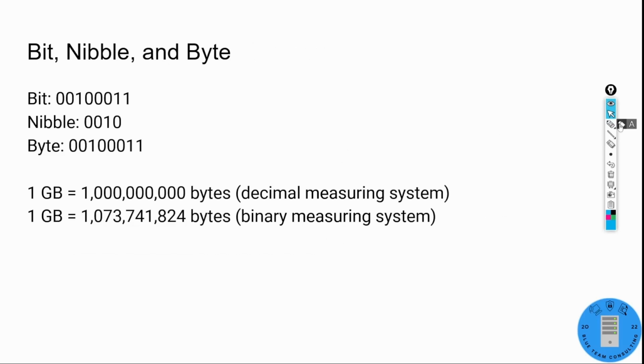Now we need to cover the difference between a bit, a nibble, and a byte. Again, we're focusing on base 2 binary notation here. So a bit, as we've covered, that's a 1 or a 0. If we count up the number of bits we have here, we have 8 individual bits all in a row. This is how the computer is going to read any type of data you give it.